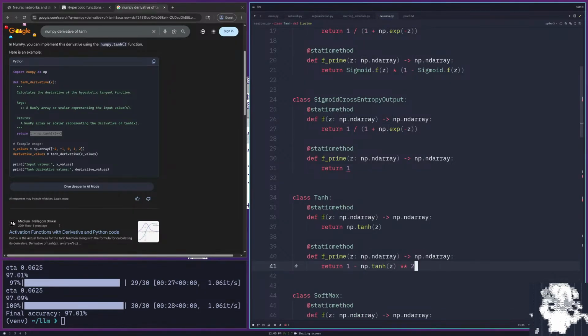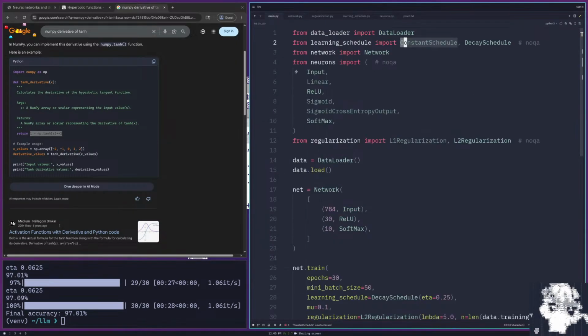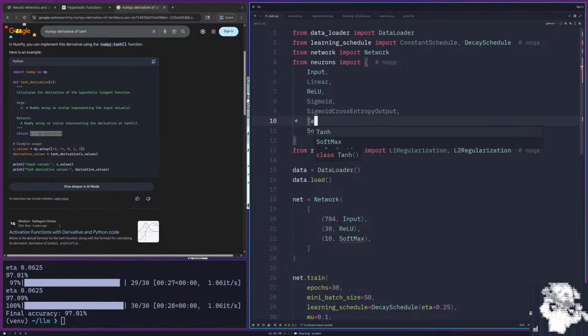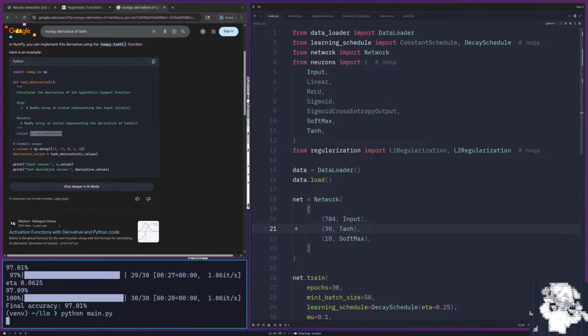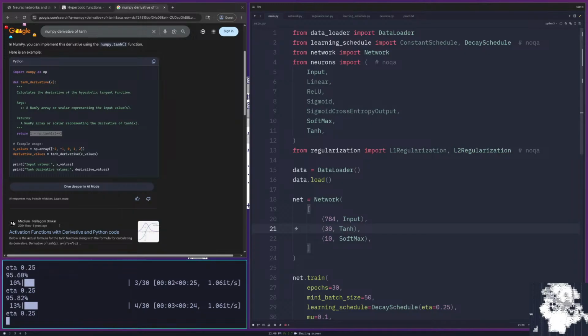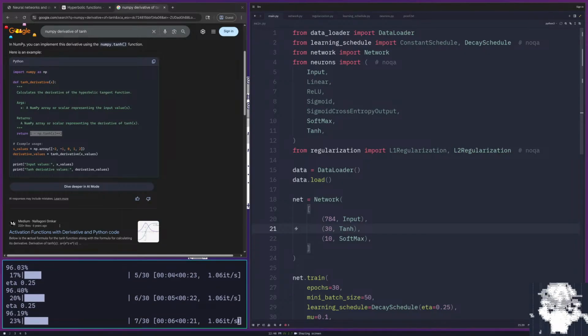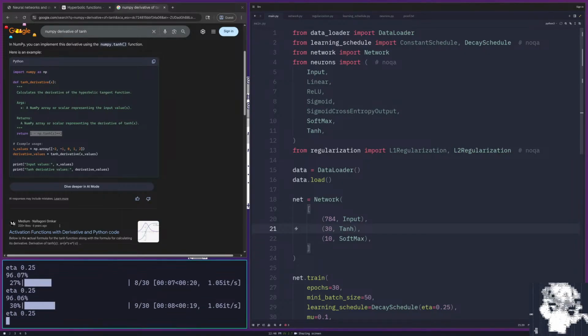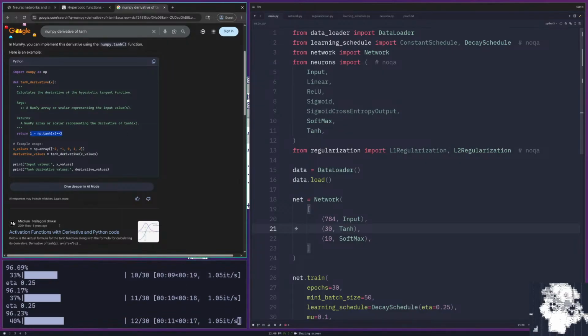So here's our tanh. Let's import it here, and let's try using them instead of the hidden layer. It works. It works great. It's totally learning. All right.